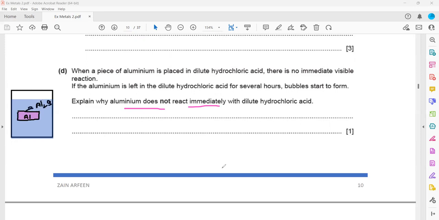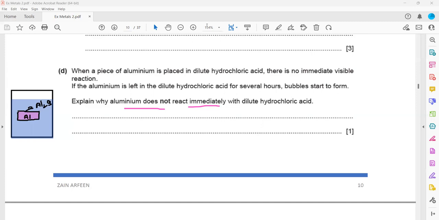And this aluminium oxide does not react quickly with acid. So the answer for this one: aluminium is coated with an unreactive oxide layer. That's why the reaction does not start immediately. If we leave it for several hours in acid, then the oxide layer is removed and the aluminium starts to react with the acid.